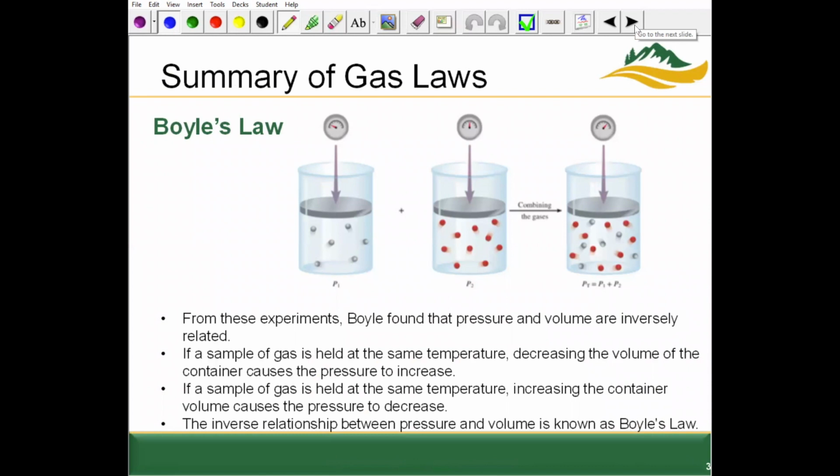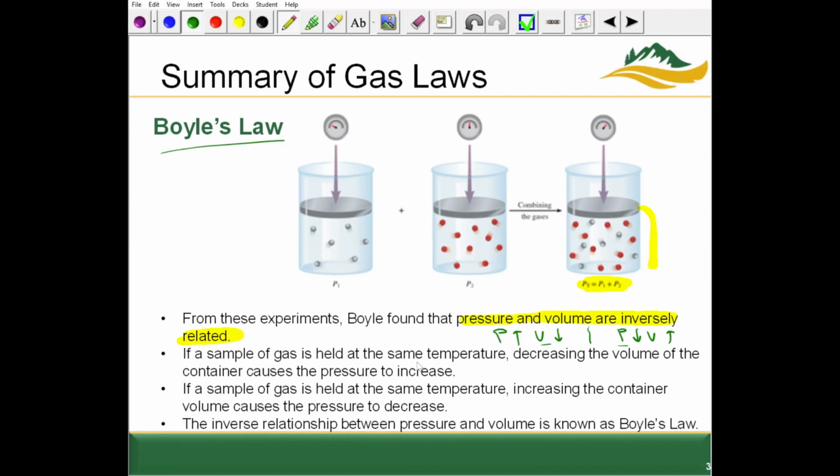So in part 1, we talked about Boyle's Law. In Boyle's Law, the connection we could make is between pressure and the volume that gas occupies. Boyle found that pressure and volume are inversely related. That means as one goes up, the other one must go down, and vice versa. As pressure goes up, volume must go down. As pressure goes down, volume must go up. This was all the work of Boyle.